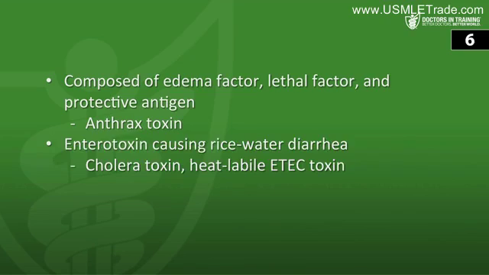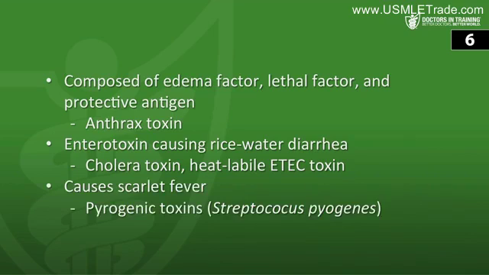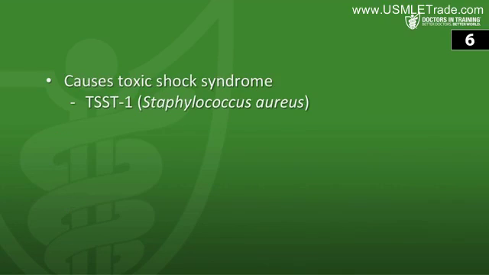Enterotoxin causing rice water diarrhea. Again, this is cholera toxin, and again, that heat labile E. coli toxin. Remember the term rice water diarrhea for cholera. Causes scarlet fever. This is due to the pyrogenic toxins of Strep pyogenes. Causes toxic shock syndrome. The one I want you to remember is TSST-1 that's produced by Staph aureus.